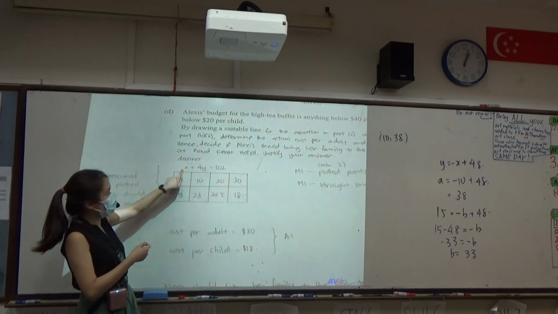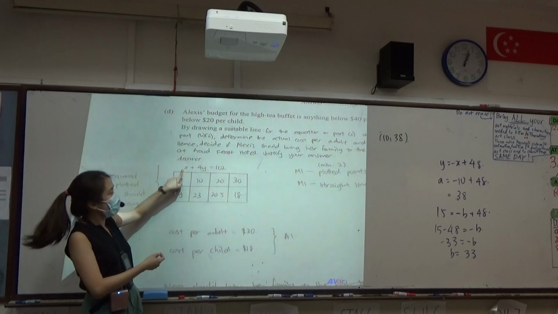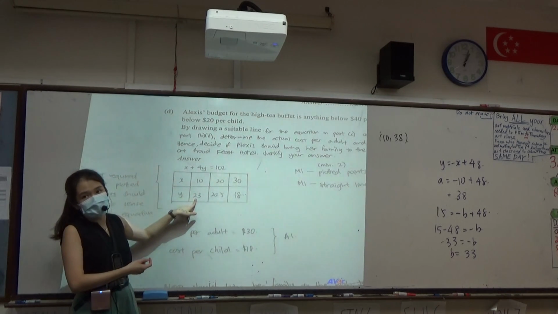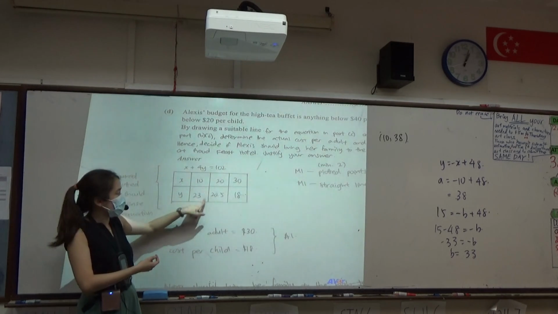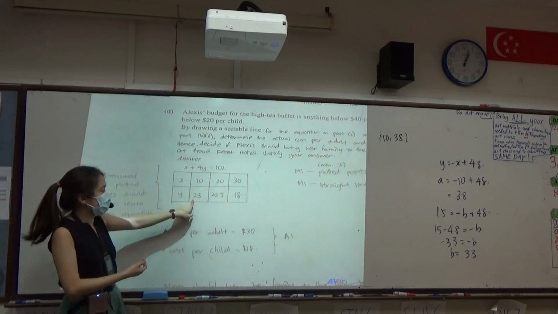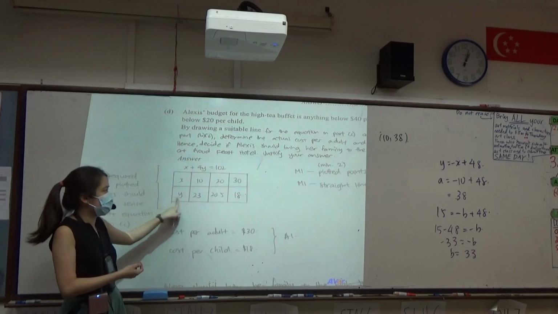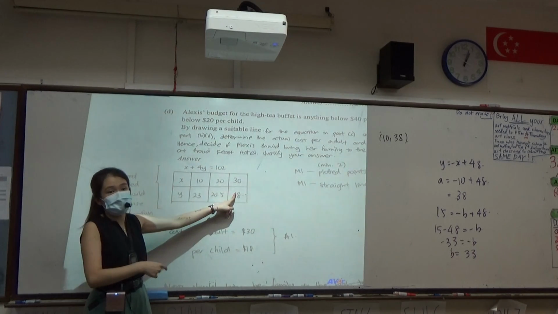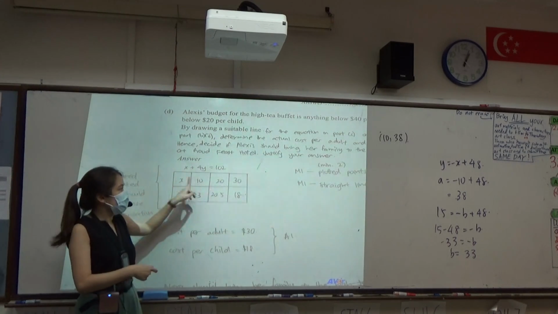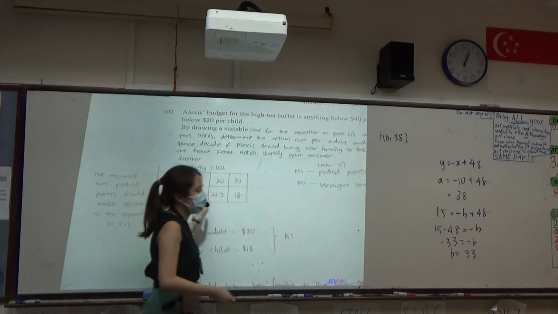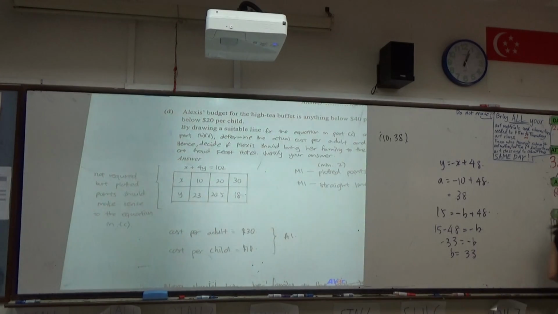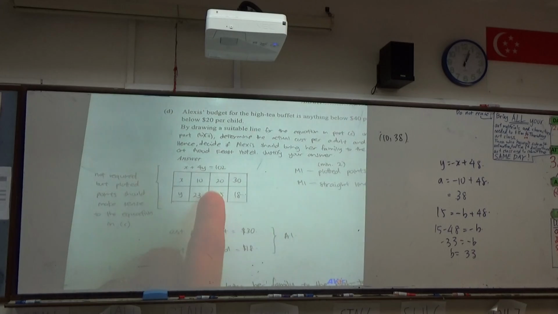Then I use the equation that I have from part C and calculate what is y. I got 23, 20.5, and 18. So I form this table, then I go and plot my points. Do you understand? After I plot my points, I'll let you copy later on. You listen to what I say.